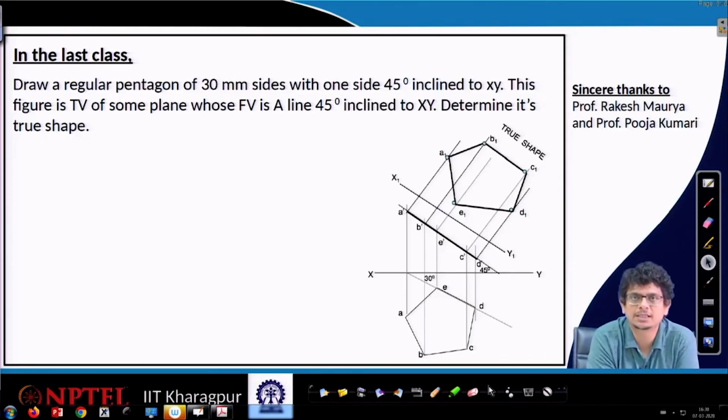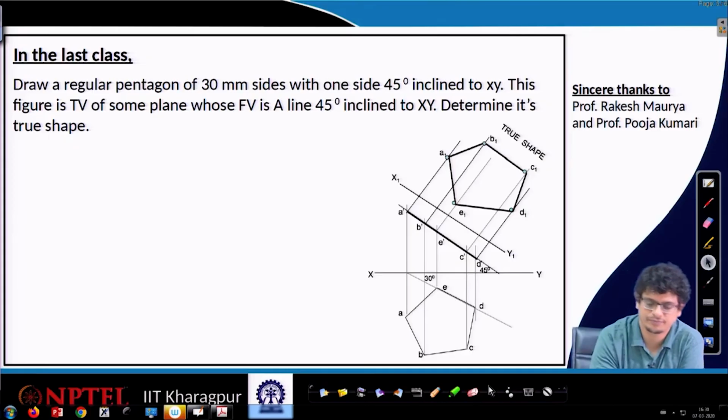In today's class, we will learn in detail about our auxiliary plane concepts, whether these auxiliary planes have to be constructed with respect to the horizontal plane or the vertical plane or on both. Let us begin our session.